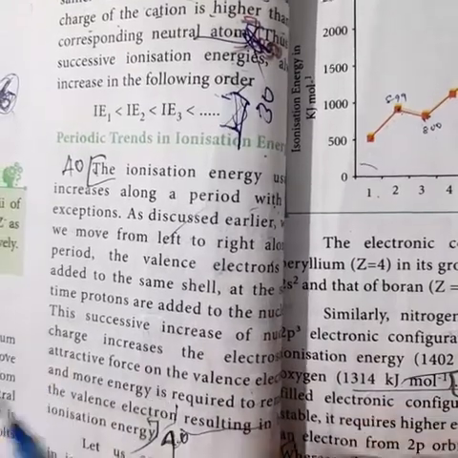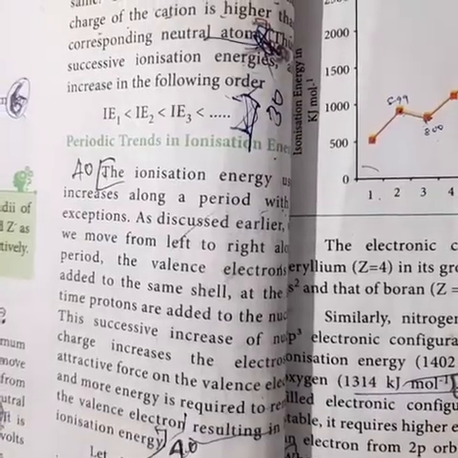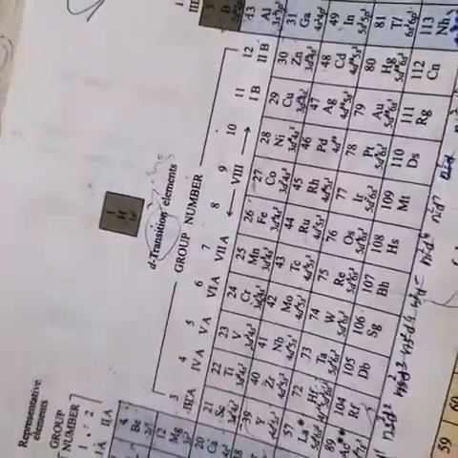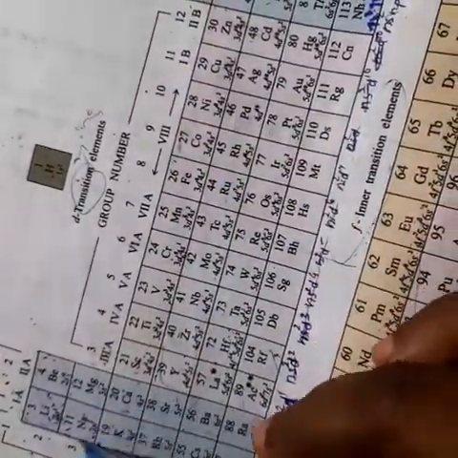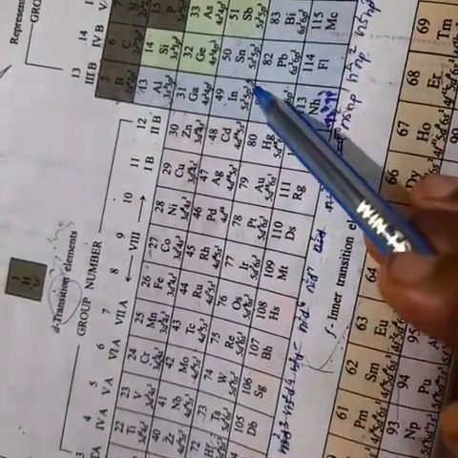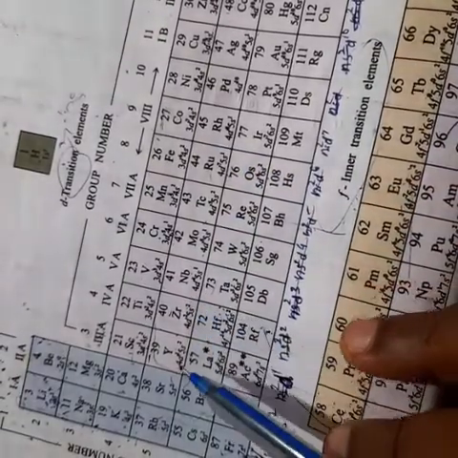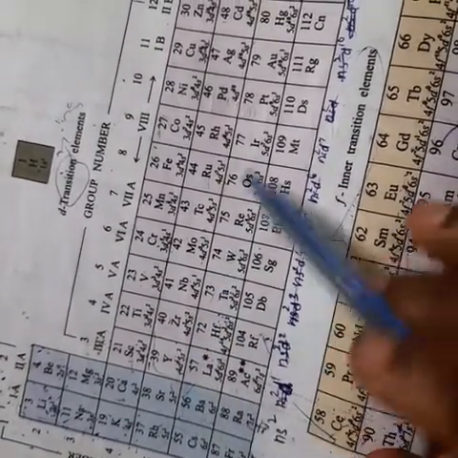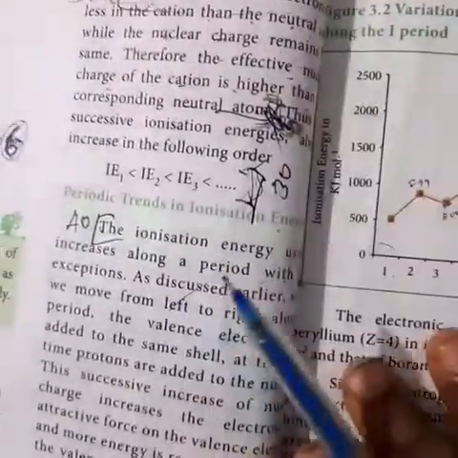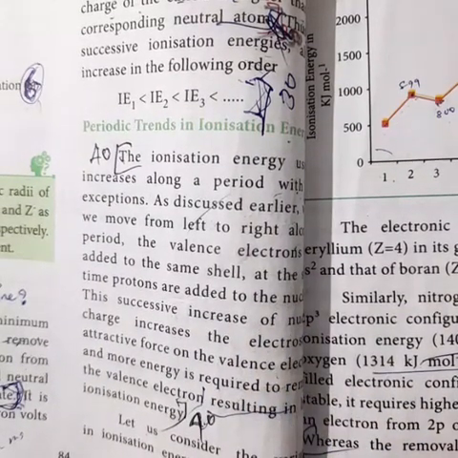When we are moving from left to right, the atomic size decreases because when we move from left to right in the periodic table, the atomic number increases. When the atomic number increases, the nuclear charge also increases. So with increased nuclear charge, the attractive force between the nucleus and the outermost electron is increased. Due to this attractive force, the size of the atom decreases.